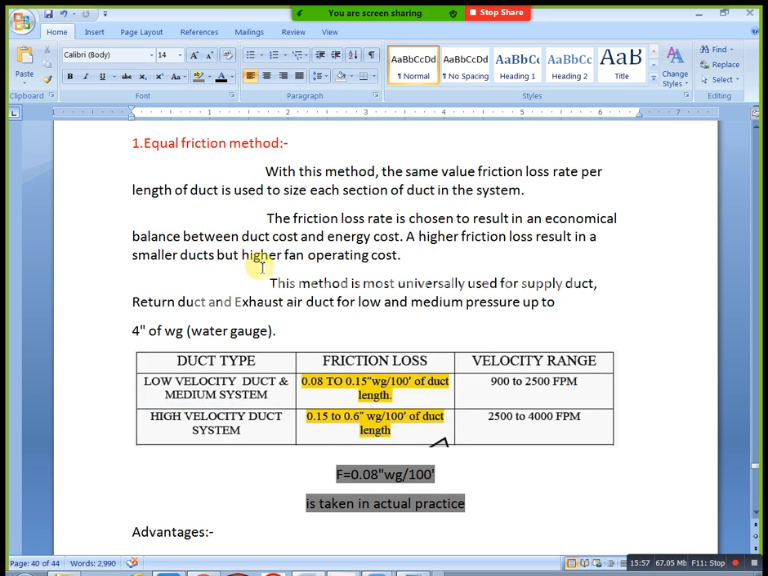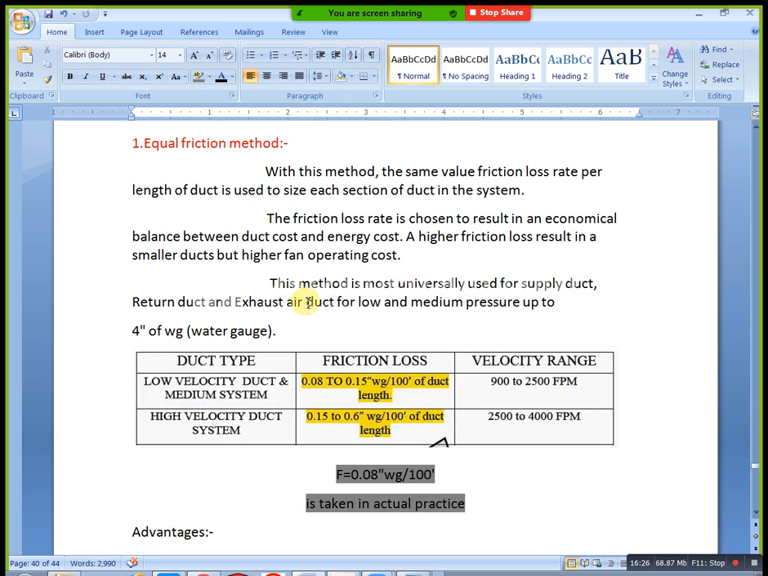Next, this method is mostly universally used for supply duct, return duct and exhaust air duct for low and medium pressure, up to 4 inch of WG, water gauge. This is also one of the pressure units. Mostly we use this method for residential buildings and commercial buildings. You can also use it for small industrial applications.